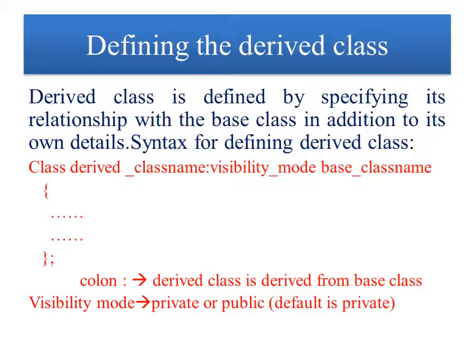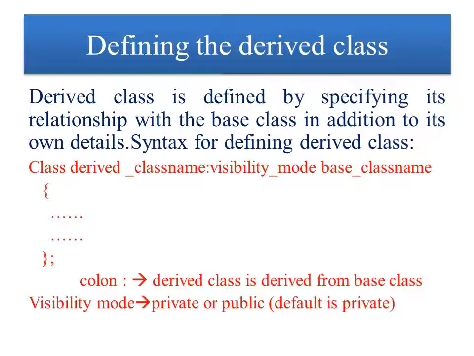So how can we define the derived class? We can derive it by specifying the relationship with the base class in addition to its own details. The derived class can access the properties of the base class, and it will have its own data members and member functions. So we specify the relationship between the base class and the derived class, and incorporate the derived class properties. The syntax is: class, derived class name. This is the new class which we are going to create from the already existing class.